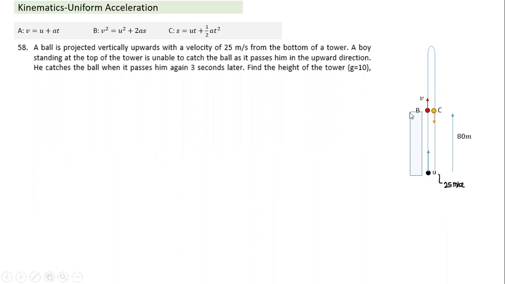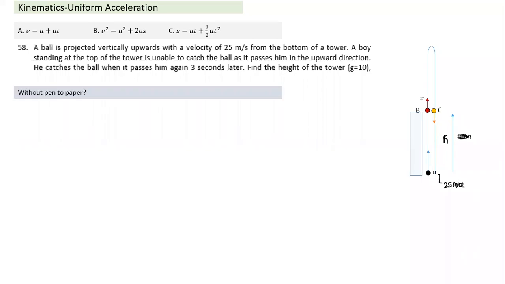Okay, it crosses twice. And what is given here is that the boy, standing on the top of the tower, is unable to catch the ball and it passes him in the upward direction. He catches the ball again 3 seconds later. What we need to do is find the height of the tower. Just scratch this one, I have written this one. We need to find this height of tower H. This is what the question is. We need to find the height of the tower.